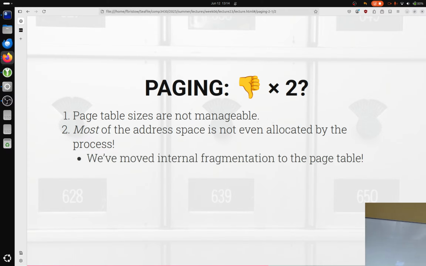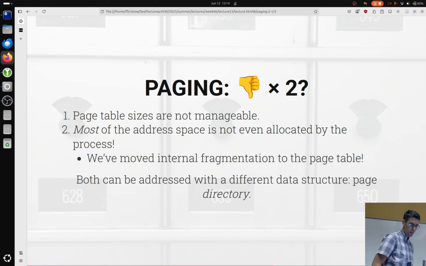So what we've effectively done is taken internal fragmentation out of our address space, and we've just moved it to the page table itself. The page table has to have allocations for these pages that are not allocated by the process. And so I've got the same problem that we originally started with, base and bounds, but it's no longer the address space that's internally fragmented, it's the page table itself. And so we can address this problem with a different data structure that's called a page directory.